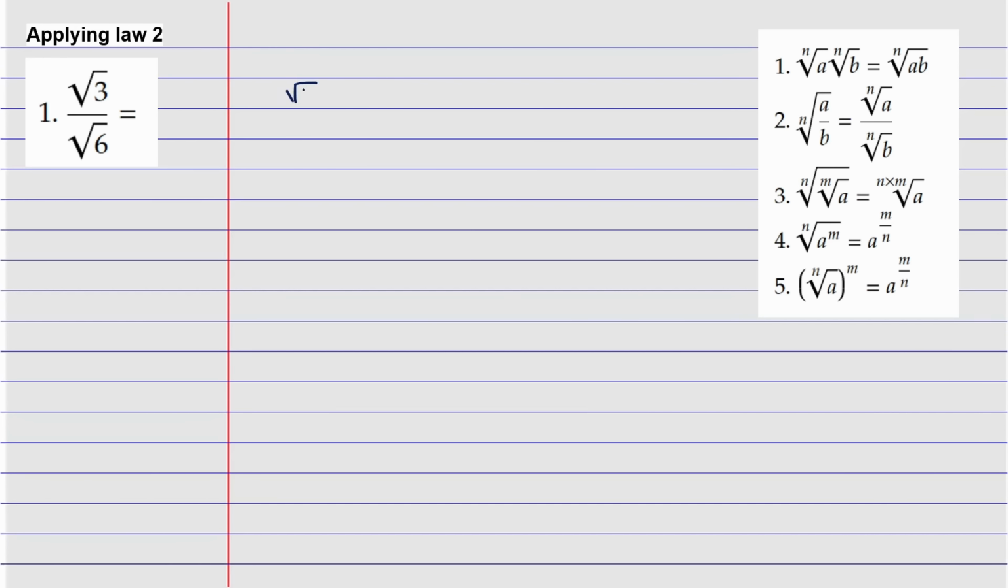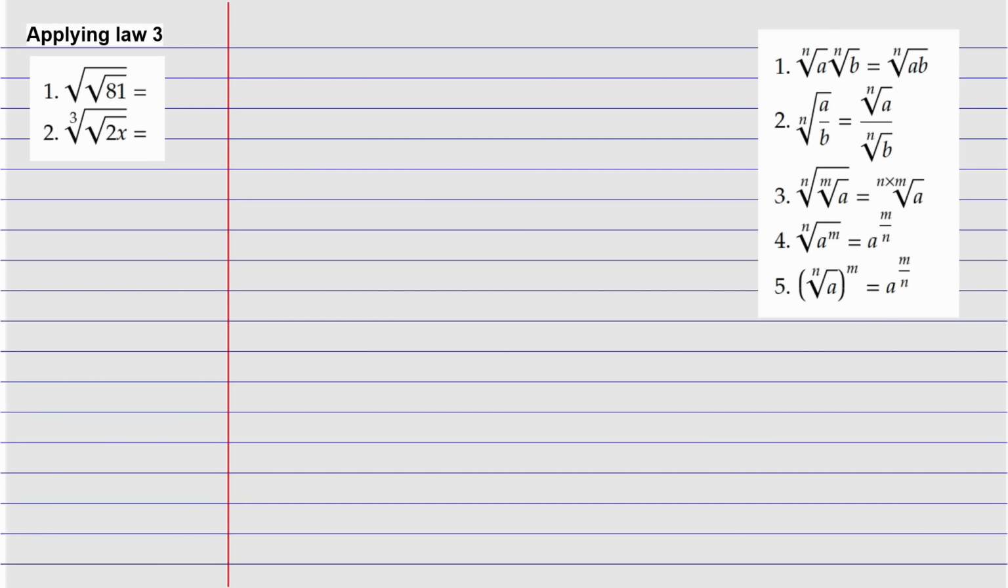So we know that root 3 divided by root 6 is going to be equal to one big root of 3 divided by 6. We can simplify this fraction, and it's going to be 1 over 2. So this is going to be the square root of 1 over 2. And that's how you would apply law number 2.